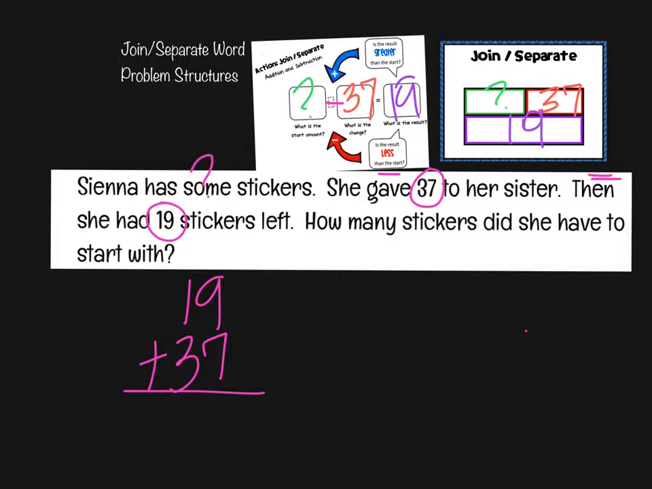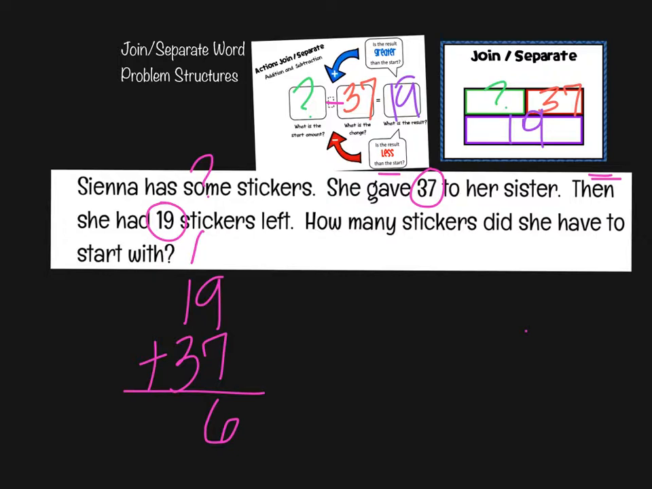Okay, so where do we start when we're adding? That's right, the ones place. What is 9 plus 7? Good, 16. Where do I put it? Excellent. I put the 6 in the ones, and I regroup the 1 to the tens place.